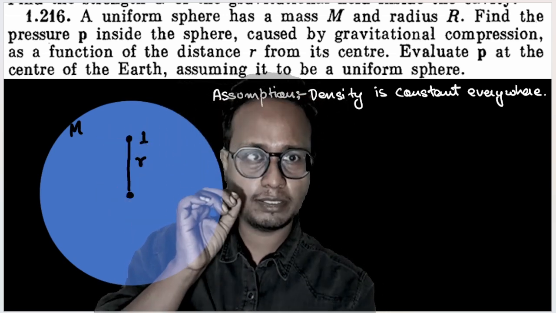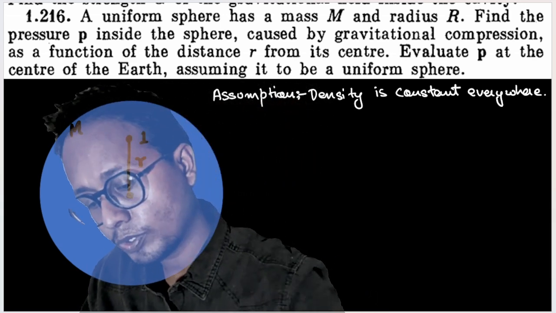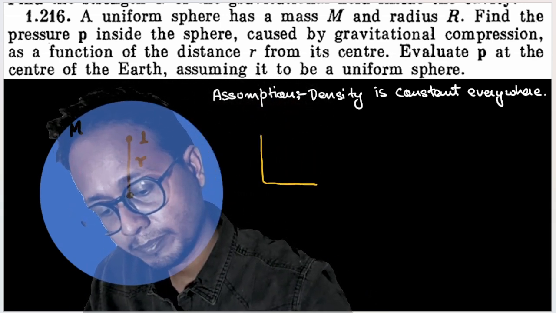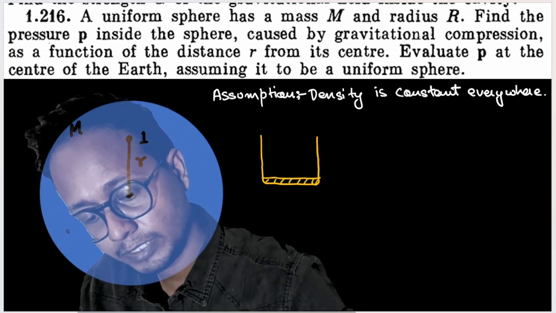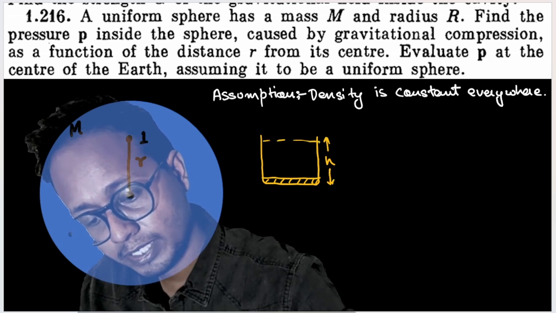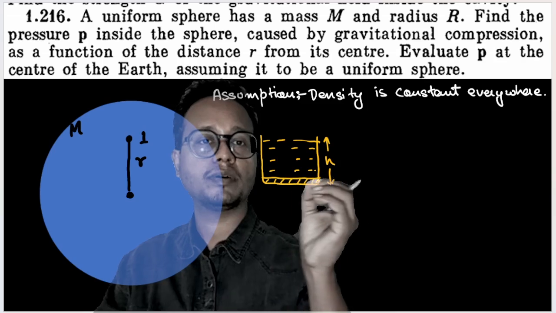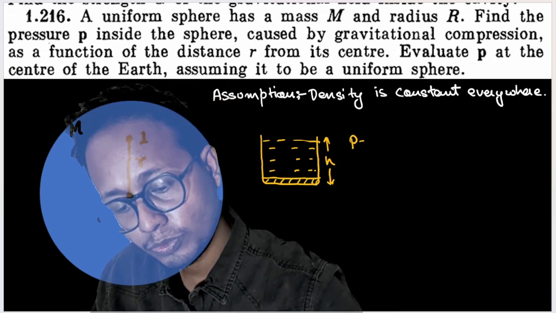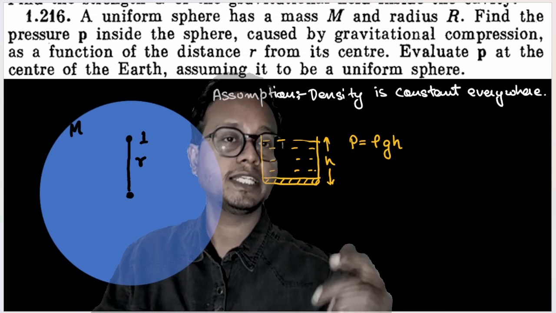Now, if you just learned a little bit of fluid mechanics, what is pressure? Suppose there is a beaker kept out here, the height of the beaker is h, and water is filled to the top. You have to find out the pressure at this point. Pressure was equal to rho gh, isn't it? And how did I obtain this formula rho gh?